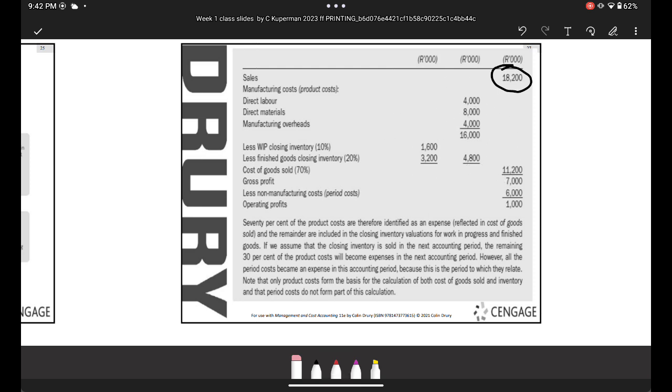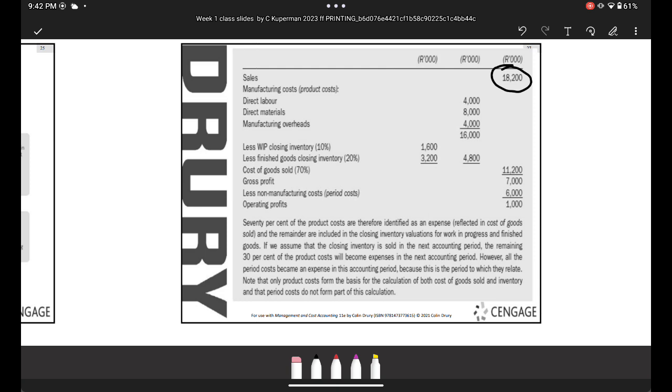Direct labor. Okay, so I can't see the question. Oh, they say 70% of the product cost are therefore identified as an expense. Okay. So, I'm just seeing how they're given this to you. Okay. So if they give 16,000, right? If they give 16,000, and they say a certain percentage of the 16,000 is direct material, direct labor, manufacturing overheads, you allocate it, right? In this case, I'm thinking how they allocated 8, 9, 10, 11, 12, 13, 14, 15, 16.